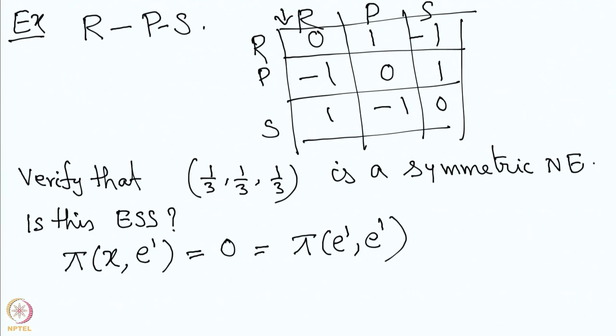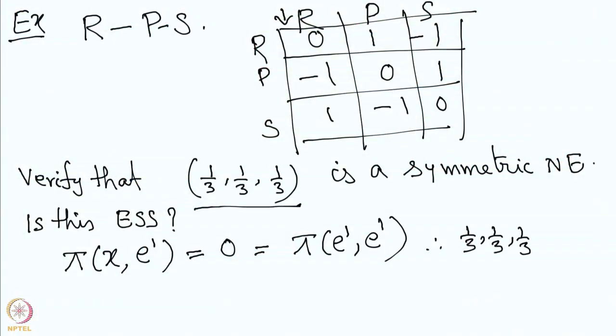So, the condition that we had: if e1 is in fact a best response to 1 over 3, 1 over 3, 1 over 3, because this has an equalizing property, because this is a completely mixed equilibrium, every pure strategy will give you the same value. But we require, whenever such a thing happens, that pi x e1 should be strictly bigger than pi e1 e1, but that is not true here. Therefore, 1 over 3 is not an ESS. So, this is an example where there is no evolutionary stable strategy.